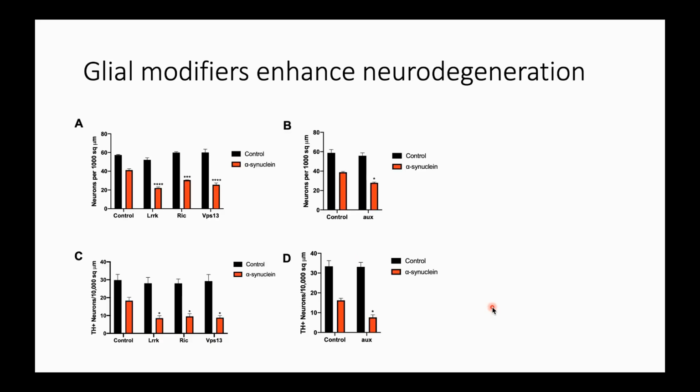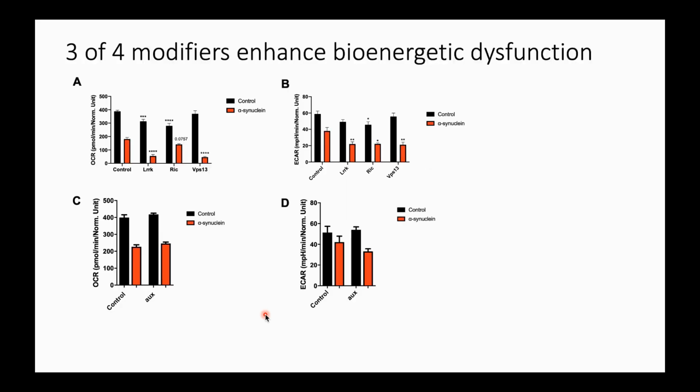In addition to enhancing the locomotion deficit, knockdown of all these genes in glia also enhances neurodegeneration as measured by both total neuron counts and dopaminergic neurons. And now, interestingly, this is where the results start to diverge. I've shown you that all 4 of these genes enhance the locomotor deficit and enhance neurodegeneration. If I then start looking at some more specific phenotypes that are part of Parkinson's disease, we start to see a divergence in some of these glial modifiers.